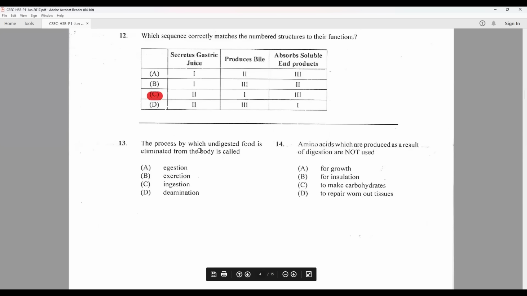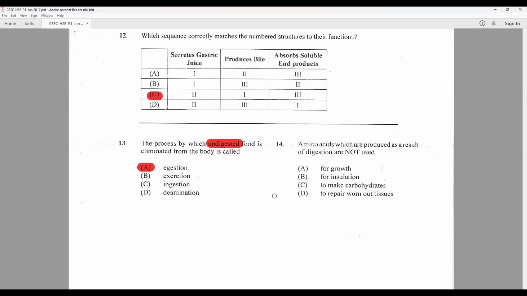The process by which undigested food is eliminated from the body is called egestion. Undigested food is the key word here. Do not mix it up with excretion, which is the removal of metabolic waste.